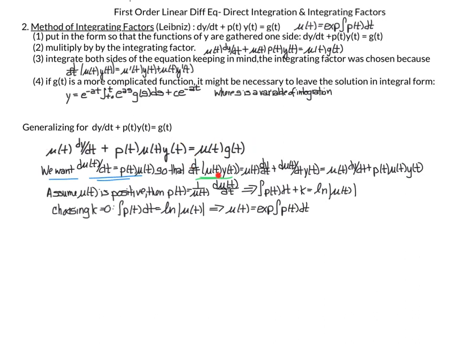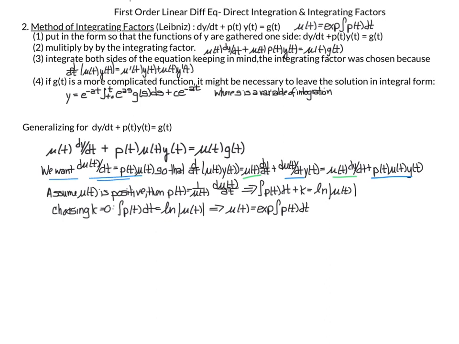this and this, we wanted our derivative of mu of t y of t, using the chain rule, to equal mu of t dy/dt plus d mu of t/dt times y of t. We want this to equal this function here, which is mu of t dy/dt plus p of t mu of t y of t. And if these two are equal, since the mu of t dy/dt are common here, what that leaves us is that d mu/dt y of t is equal to p of t mu of t y of t.